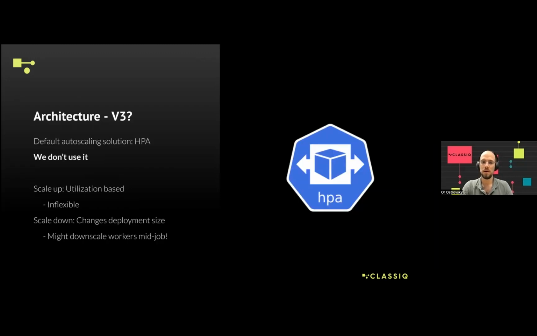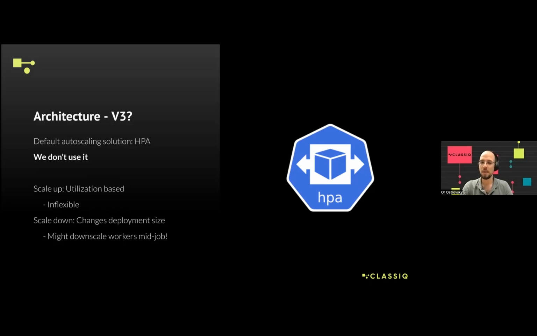If you Google Kubernetes autoscaling, the first result, and I checked it yesterday, I think, is the horizontal pod autoscaler. And we chose not to use it. As a general rule, I'm all in favor of using the default solution when it's suitable. I Google it, I check out the first results, and if I don't have a very good reason to do otherwise, I use this solution.